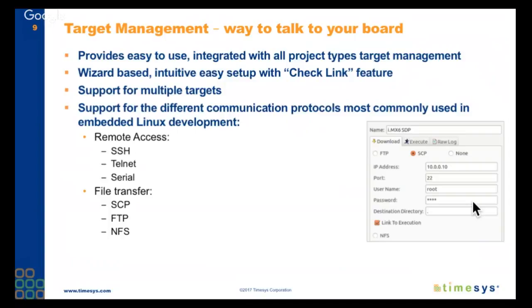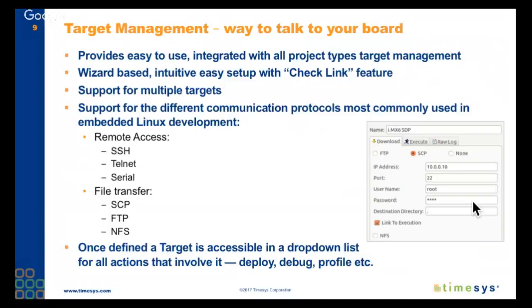Once you enter all the necessary information in a wizard, you're going to be presented with a check link button, which will verify that your connection is live. And you do that once per target setup, and that connection will become available at various stages of our development. So you define the target once, and it becomes available for deployment, debugging, optimizations. So we're going to use that feature today and for our next two sessions.